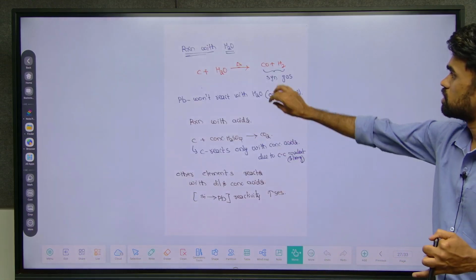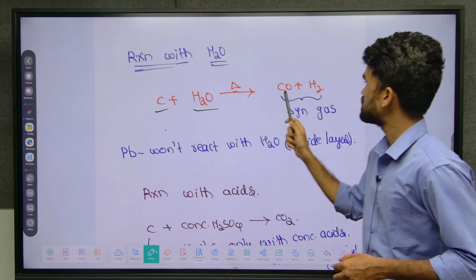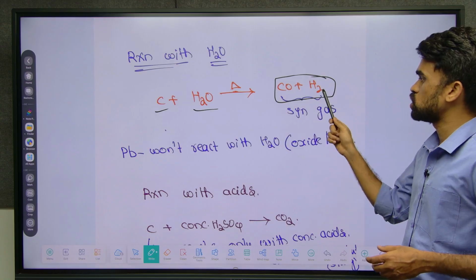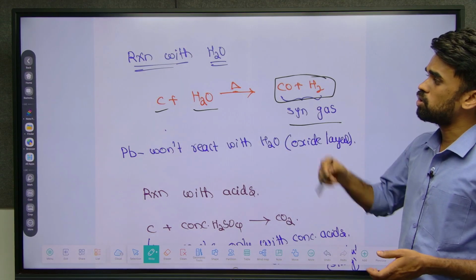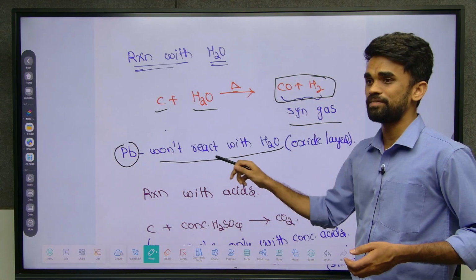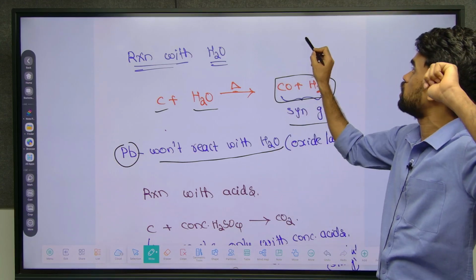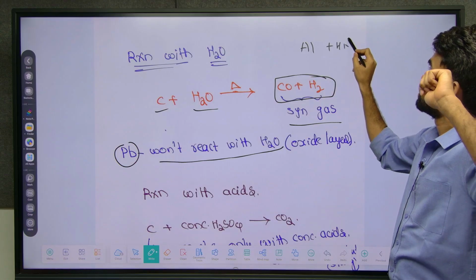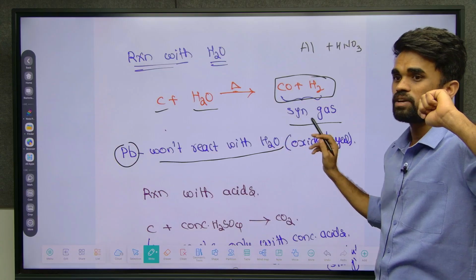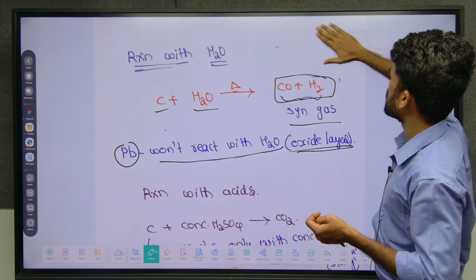Next. When carbon is treated with water, it will form CO plus H2. This mixture is called synthesis gas. CO plus H2 gas is called synthesis gas. Now if we go down to lead, lead won't react with water. Why is it not reacting? Like in the morning class I told you aluminium won't react with nitric acid, because it forms a protective layer. Similar to that, lead also forms a protective layer. Further it won't react. So due to formation of a protective oxide layer, lead won't react with water.